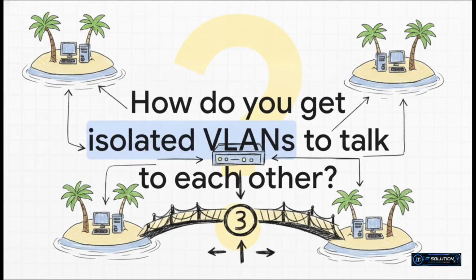So think about this for a second. How exactly do you get completely isolated VLANs to talk to each other? You can think of a VLAN, a virtual local area network, kind of like a secluded island. The folks on that island can chat with each other all day long, no problem. A layer 2 switch handles that local traffic perfectly. But if they want to send a message to a completely different island, they need a bridge. And in our world of networking, that bridge is layer 3 routing.